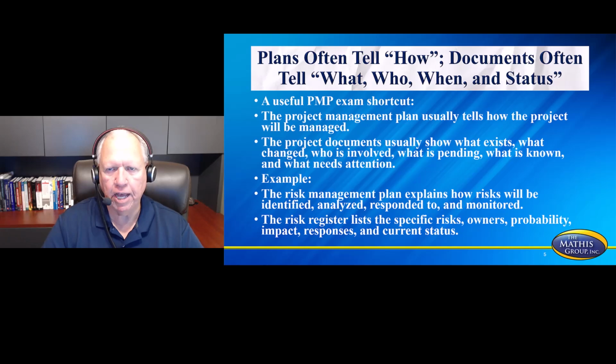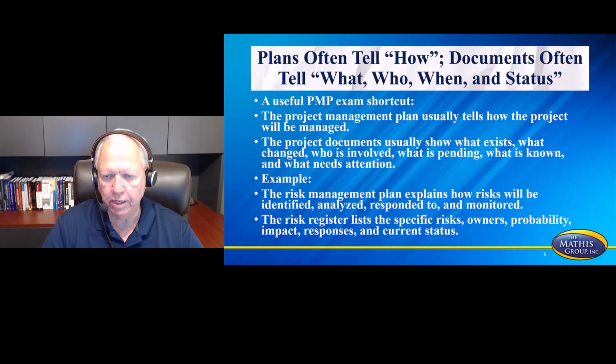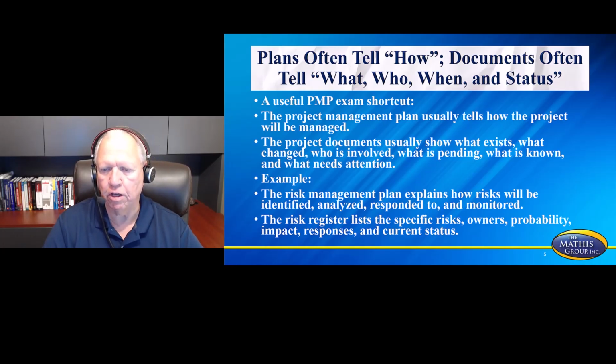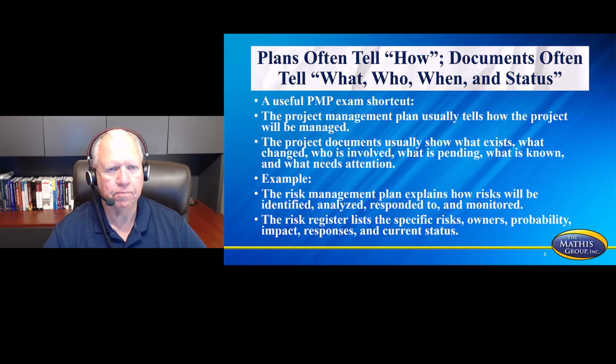So plans often tell how, documents often tell what, who, when, and status. A useful PMP exam shortcut would be: the project management plan usually tells how the project will be managed. The project documents usually show what exists, what changed, who is involved, what is pending, what is known, and what needs attention. An example of this would be the risk management plan explains how risk will be identified, analyzed, responded to, and monitored. The risk register lists the specific risk, the owners, the probability, the impact, the responses, and current status. So it's important for you to be able to distinguish these differences.